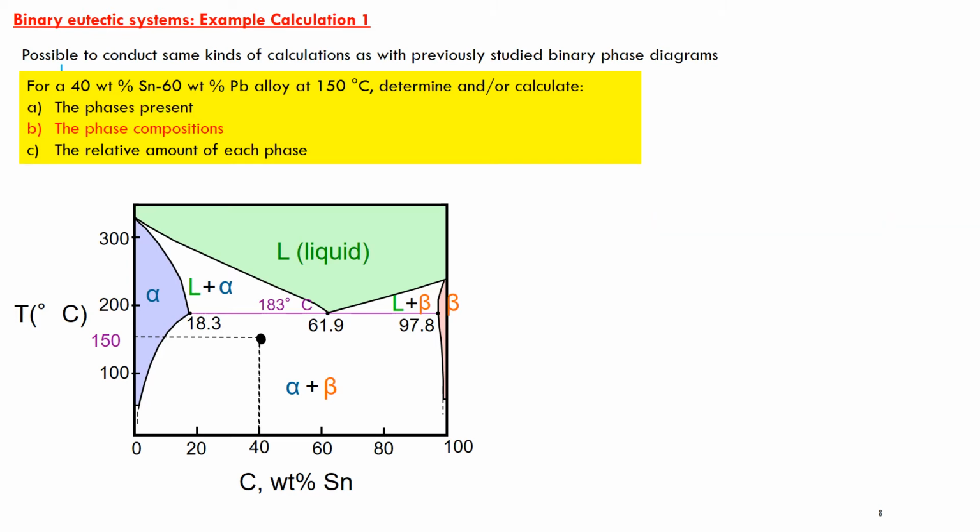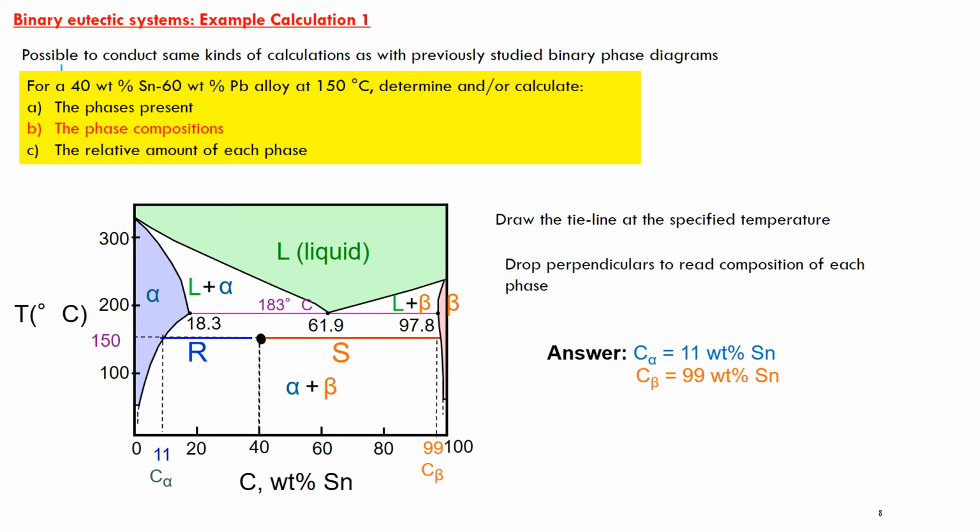We can also work out the phase compositions. So in this case, I'm going to draw my tie line at my specified temperature, 150 degrees Celsius. And I'm going to drop perpendiculars to read the composition of each phase. So here I have an alpha phase, which is composed of 11 weight percent tin, and a beta phase, which is composed of 99 weight percent tin.